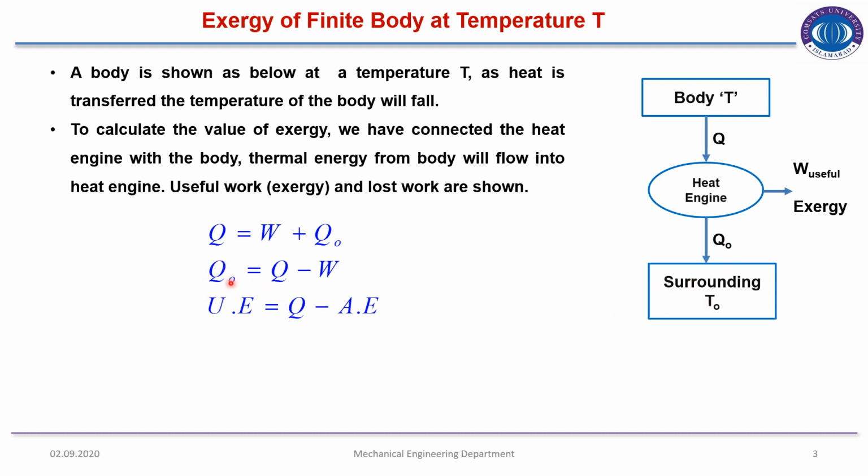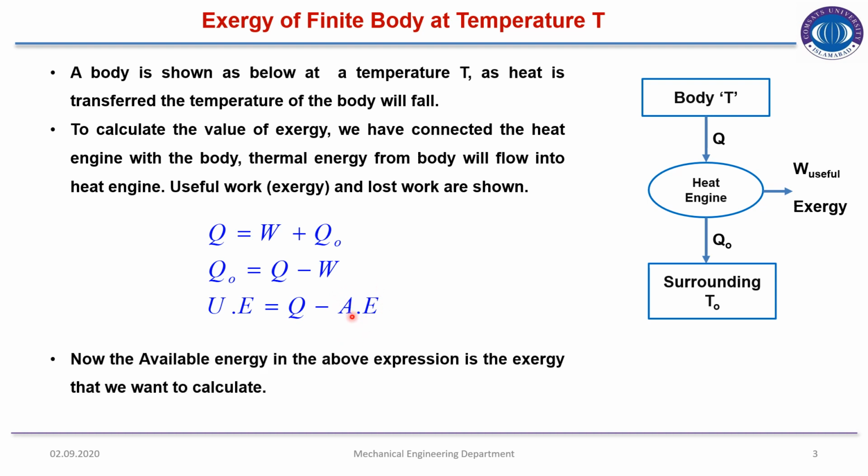If we take Q naught on the left hand side, then Q naught is equal to Q minus W. Q naught represents the amount of unavailable energy. So unavailable energy is equal to Q minus available energy, because W represents the available energy term. Now in the above expression, the available energy represents the value of exergy that we want to calculate.